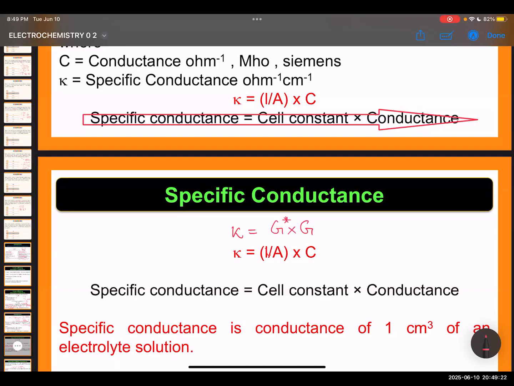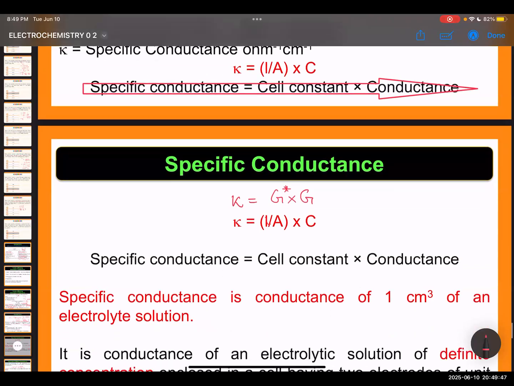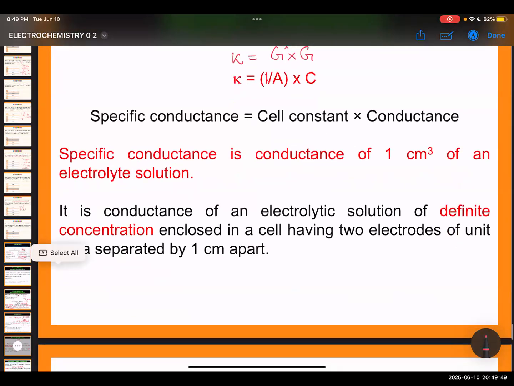So you can write kappa equal to Cc, conductance into cell constant, or kappa equal to Gg. Gg is conductance G, and the other G is for G star, that is the cell constant. You can remember this in words. If you remember this, wherever you have the word specific, specific means per unit. Just remember this. Is it clear?